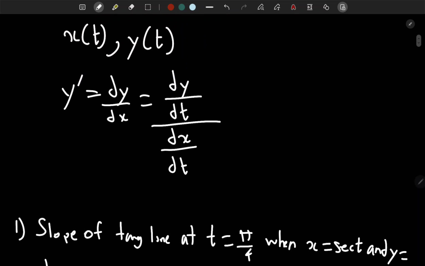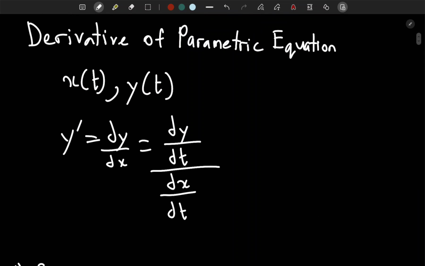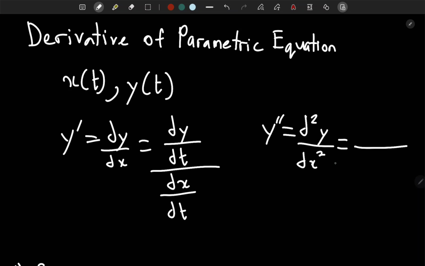So let me just scroll up. So y prime is equal to this. Now y double prime, d squared y over dx squared, is going to be equal to, over, now this is quite similar to the quotient rule, so the denominator stays the same, dx over dt, and in the numerator we have dy prime over dt.